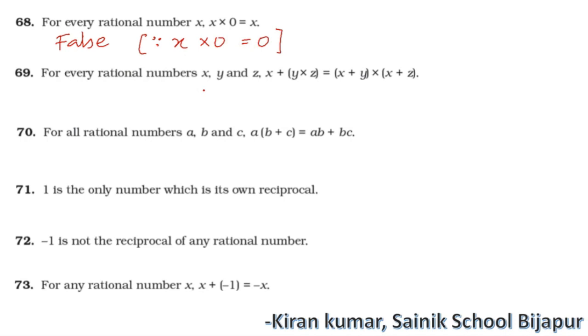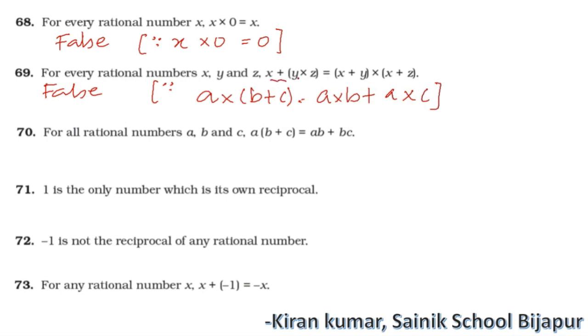For every rational number x, y and z, x plus y into z is equal to x plus y into x plus z. This particular statement is also false. The reason is we have the property a times of b plus c is equal to a into b plus a into c. If you observe here, the plus has to be interchanged. This will be into, this will be into, this middle one is positive.